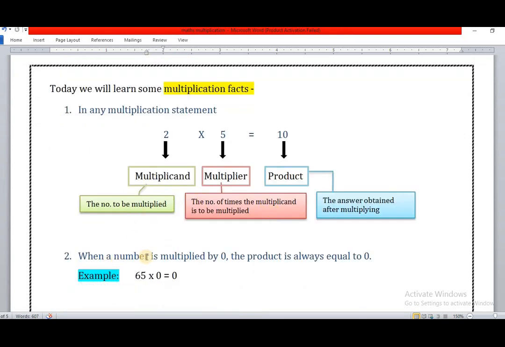Number 2. When a number is multiplied by 0, the product is always equal to 0. Children, if you multiply any number with 0, the product is always equal to 0. Here you can see in this example that I have multiplied 65 into 0. The product is 0. It can be any number, like 5 into 0 will be 0, 8 into 0 will be 0, 10 into 0 will be 0. Any number, if you multiply by 0, the product is always equal to 0.